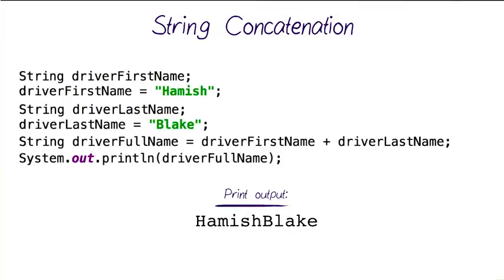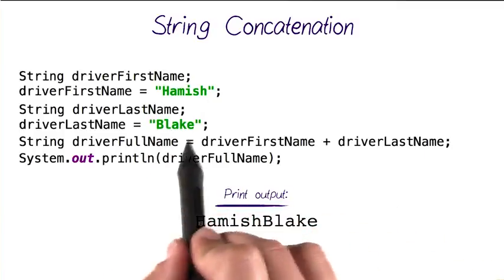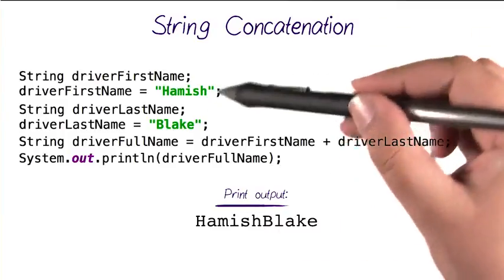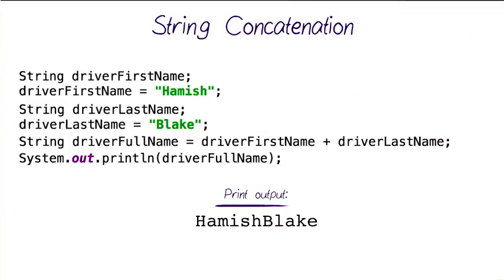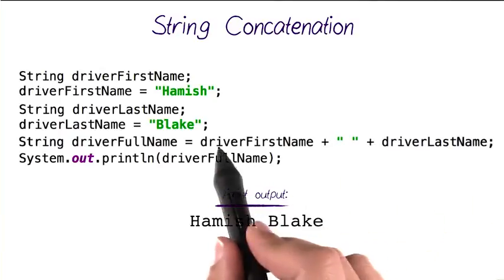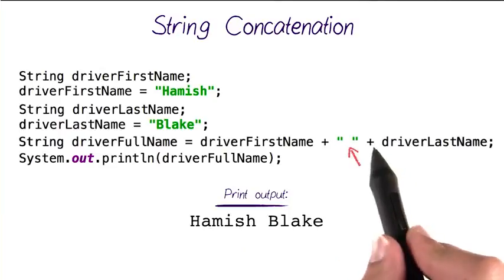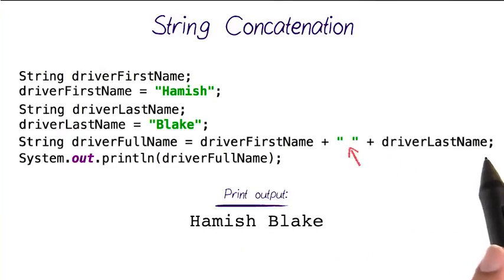Oh, it seemed like it didn't put a space between them though. Well, this is because I've just joined those two strings together, which didn't have any spaces in them. And that's what the string concatenation does. It just joins those strings without doing anything extra. So let's see how we can add an extra white space in here. So what I'm actually doing is I'm concatenating the first name plus a string that has the white space in it plus another string which has the last name in it, which made our output become Hamish space Blake.